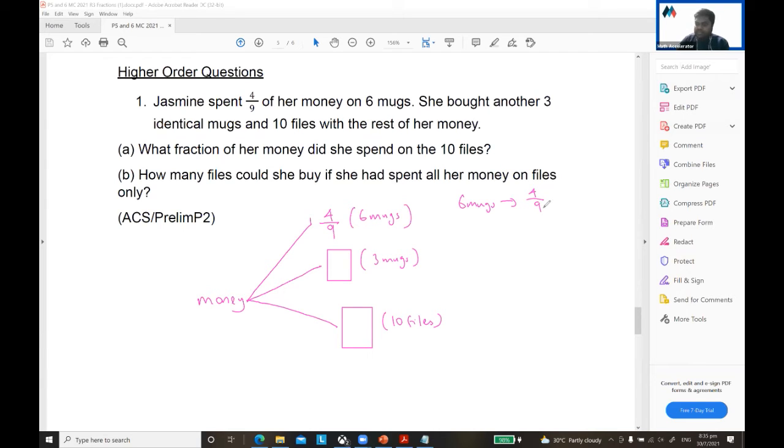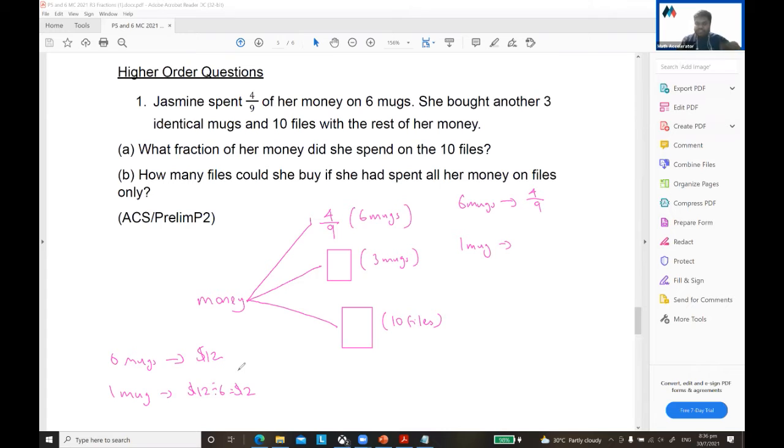4/9 of the money. So can you find out if it's 1 mark, what is the fraction? So how are you going to think this logically? So for example, 6 marks. If this is $12, how to find for 1 mark? You take 12, divide by 6, right? Correct. So same thing here.